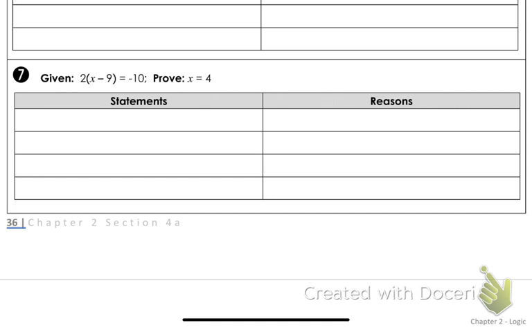All right, what's my first step always? Write out the given, and our reason is given. Get that right every single time. So our number 1 is writing 2 times x minus 9 equals negative 10. My first step is given.